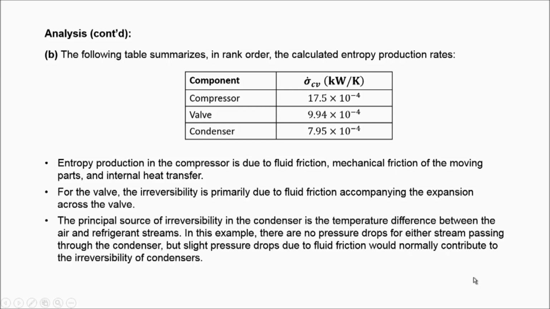In the case of the condenser, the principal source of irreversibility is the finite temperature difference between the air and the refrigerant streams. In this example, there are no pressure drops in either stream passing through the condenser, but slight pressure drops due to fluid friction would normally contribute to irreversibility of the condenser, which would contribute to additional entropy production. Note that the evaporator shown in the schematic has not been analyzed.